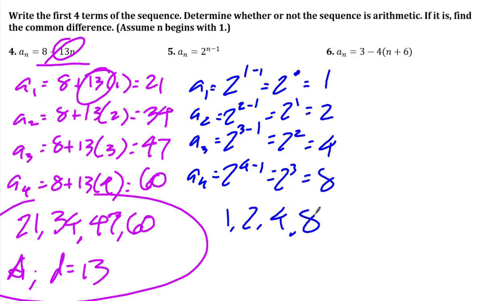You can see obviously that there's no common difference. 2 minus 1 is 1, 4 minus 2 is 2. So there's no common difference, and thus it's not arithmetic, but these are the first 4 terms nonetheless.